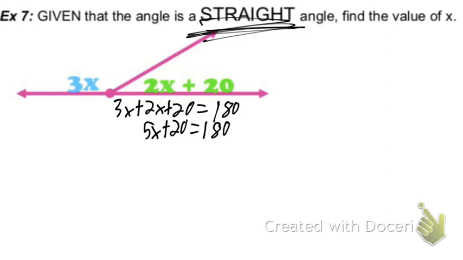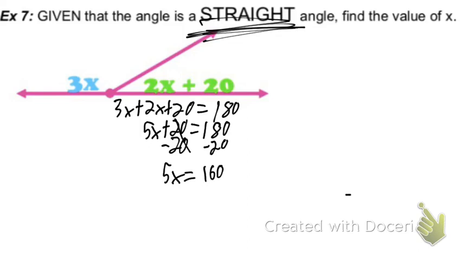Lauren, what would you do now when you have 5x plus 20 equals 180? Subtract 20. From just one side? From both sides, right? So 5x equals, what's 180 minus 20? 160. Thanks, Seth.